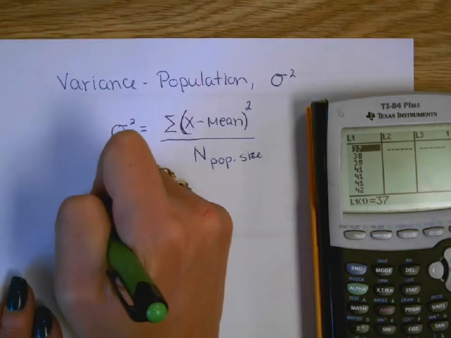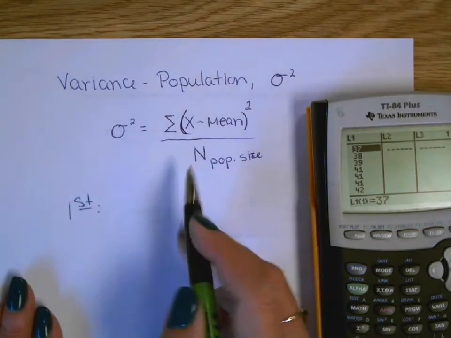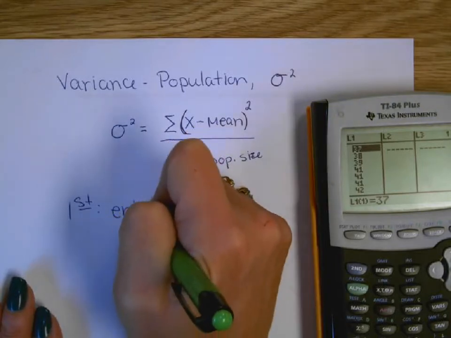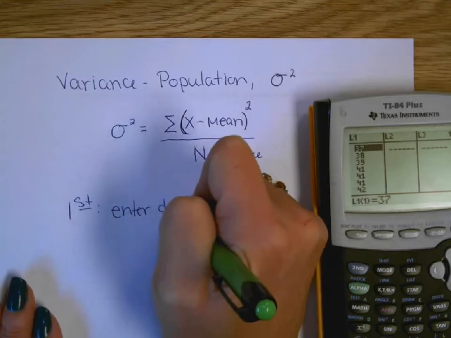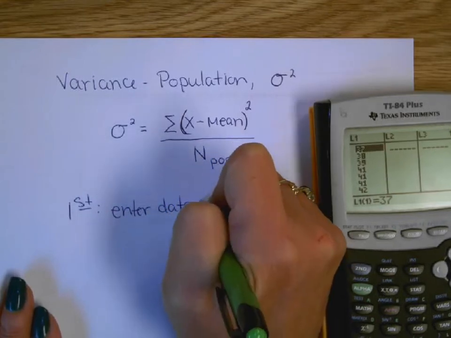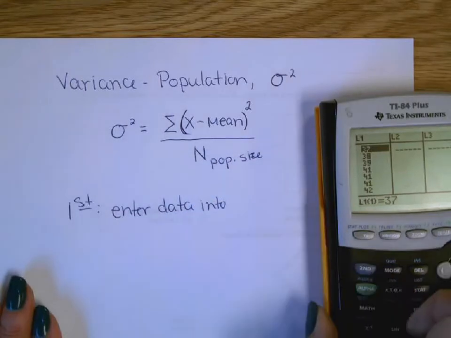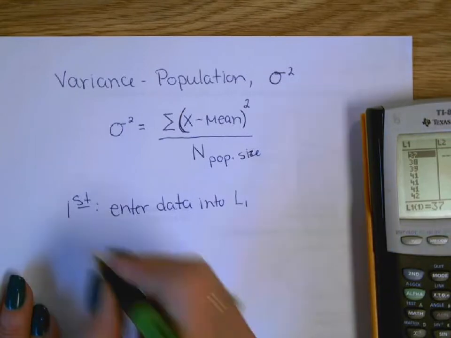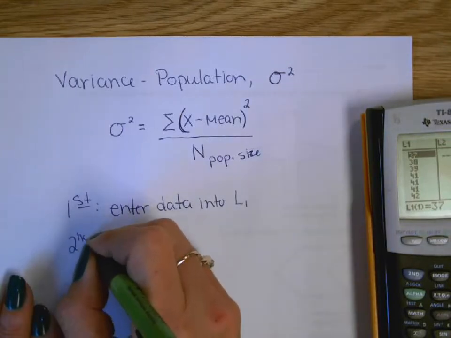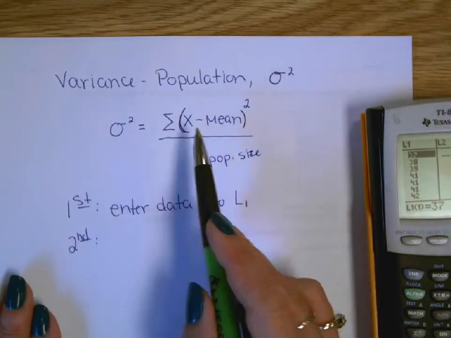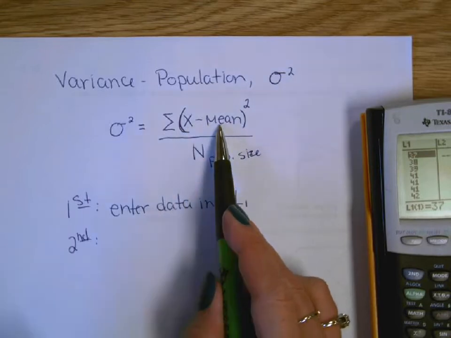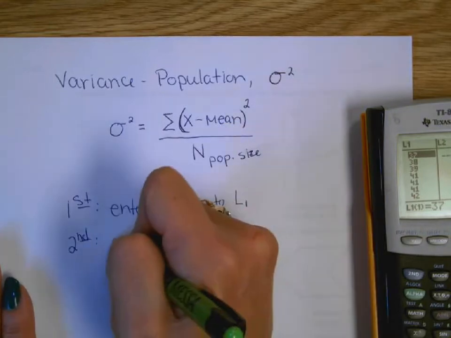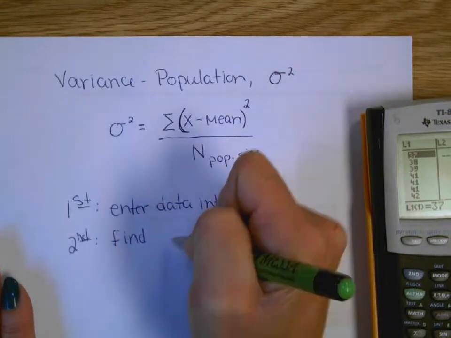So, the very first thing you want to do is enter all of your x values into a list. So, enter data into, and I'm just going to say list 1, but you can put them in any list you want. Then, if you look at the formula, I'm going to have to take each x value and subtract the mean. So the next thing you're going to have to do is find the mean of your list.